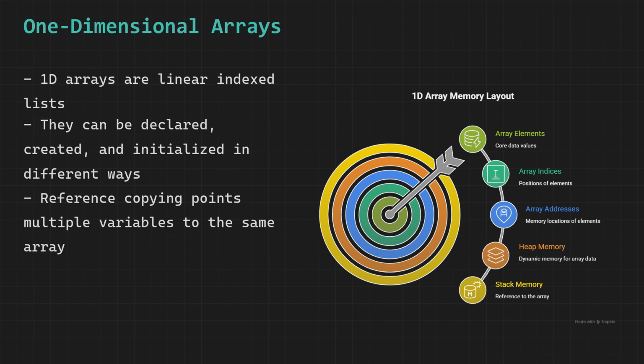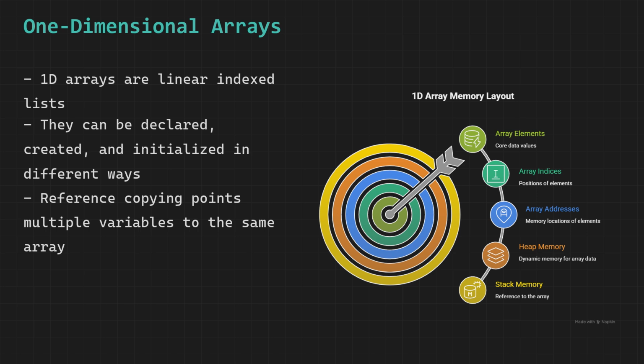The third way is array literal initialization. You write int[] marks = then open curly braces, then the values 85, 92, 78, 95, and 88, then close curly braces. Here you provide values directly and Java automatically determines the size. This is the most concise form and preferred when values are known at the time of writing.